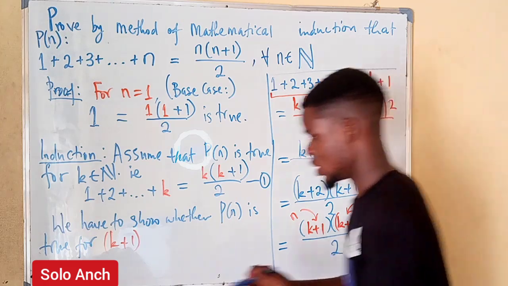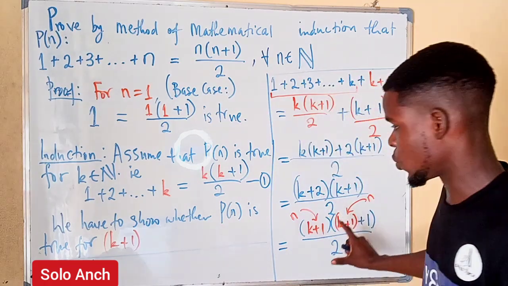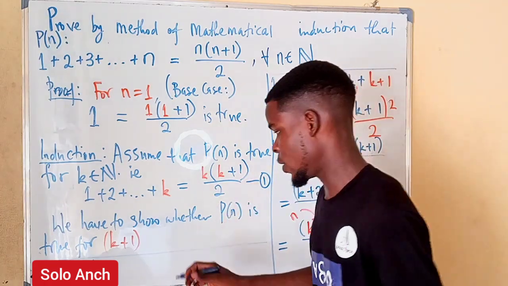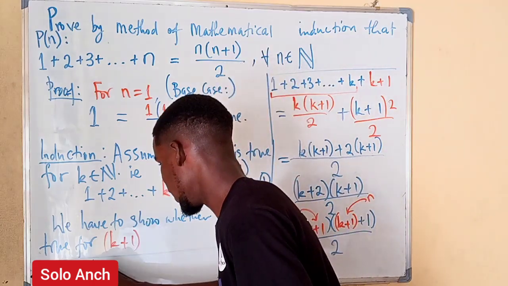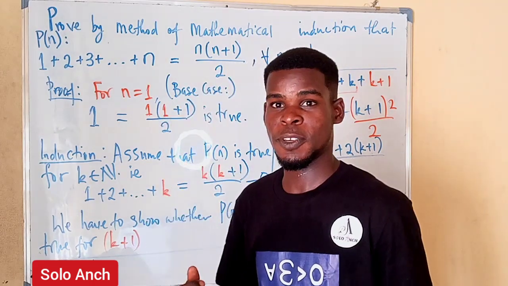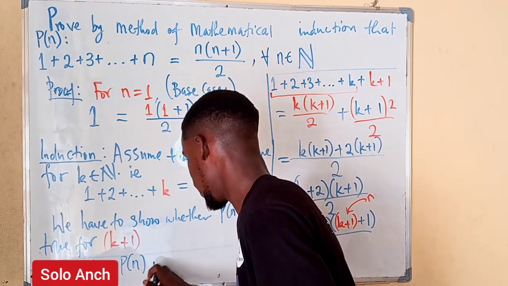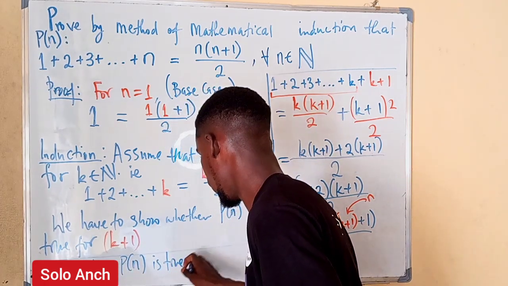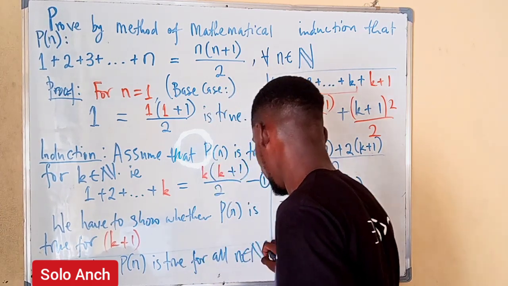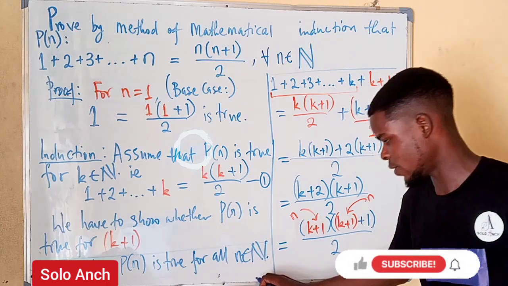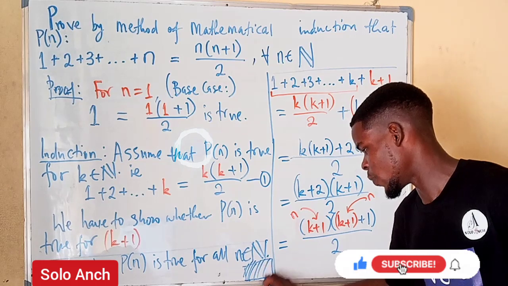So the conclusion is how you conclude. You say, after showing that it is true for the successor of any arbitrary natural number, therefore, by the principle of mathematical induction, the statement P of n is true for all natural numbers n. That's it, right? So when you're done proving, you can either say proven or you draw the box and share.